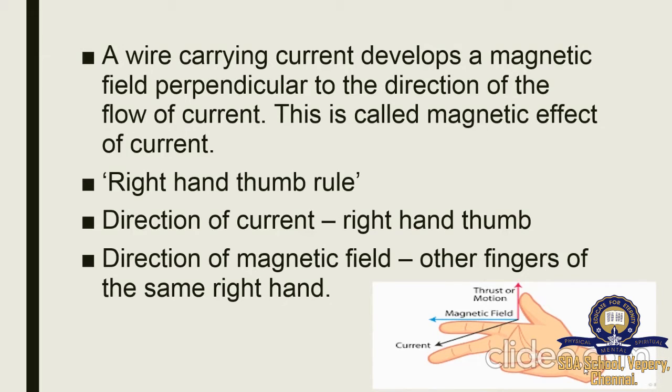And the discovery of the scientist Oersted and the right hand thumb rule gives this idea. So the definition of magnetic effect of current is a wire carrying current develops a magnetic field perpendicular to the direction of the flow of current. This is called magnetic effect of current. So here in this diagram I have given you the right hand thumb rule where the right hand thumb shows the direction of current and other fingers show the direction of magnetic field.